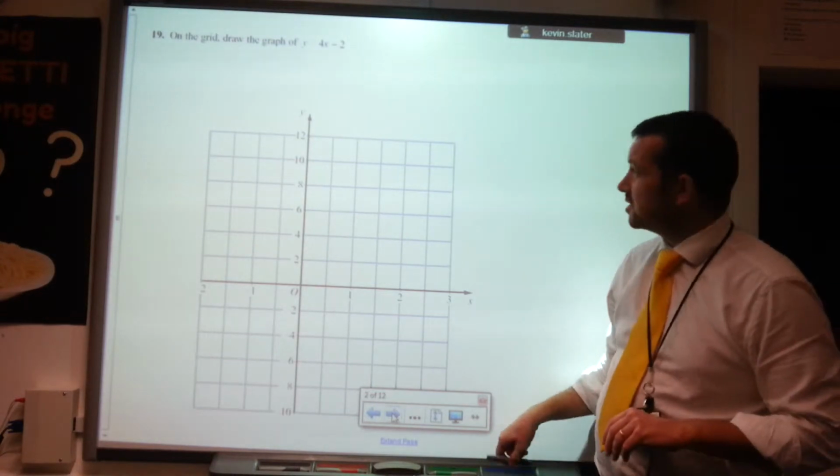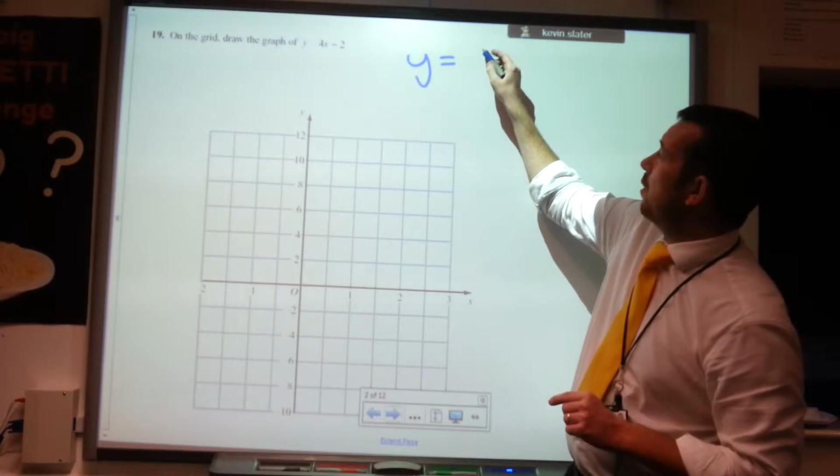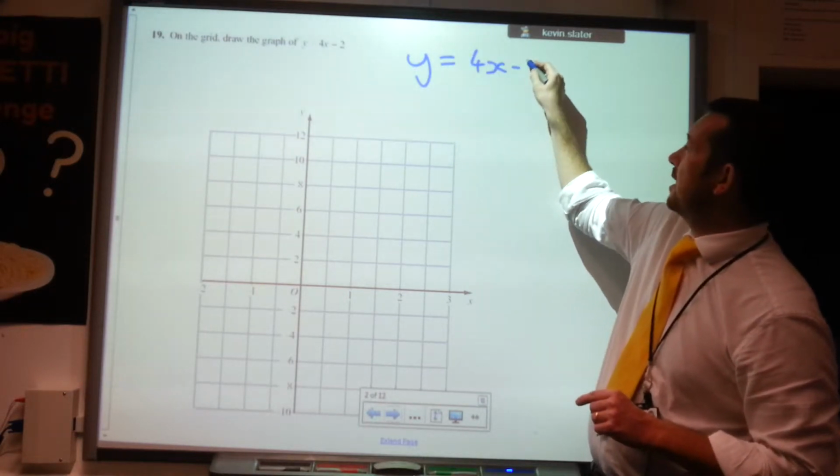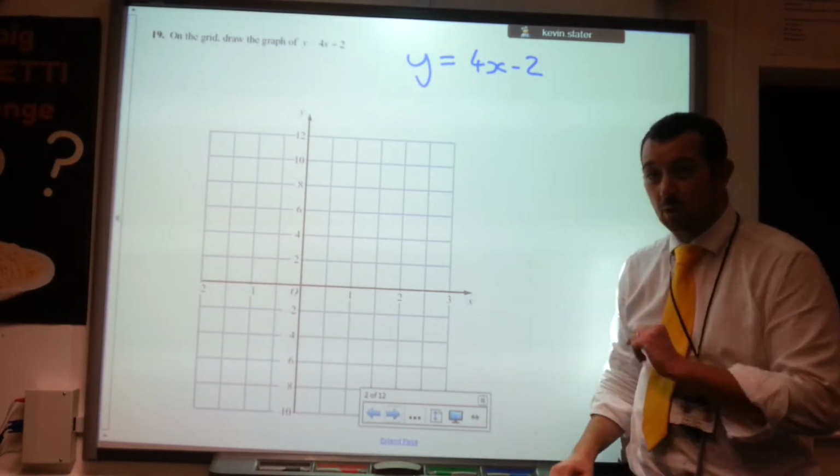There we go. If you can't see that, I'm just going to make that slightly bigger for you. That's y. Draw on the grid. Draw the graph of y equals 4x minus 2. So give that a go, and I will show you the answers afterwards. So press pause now.